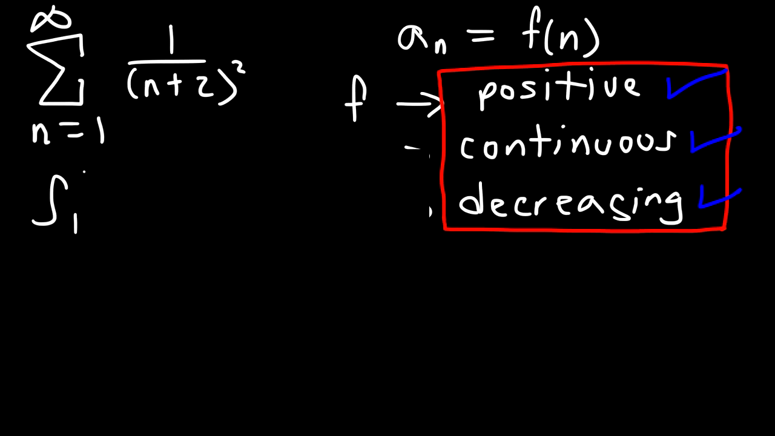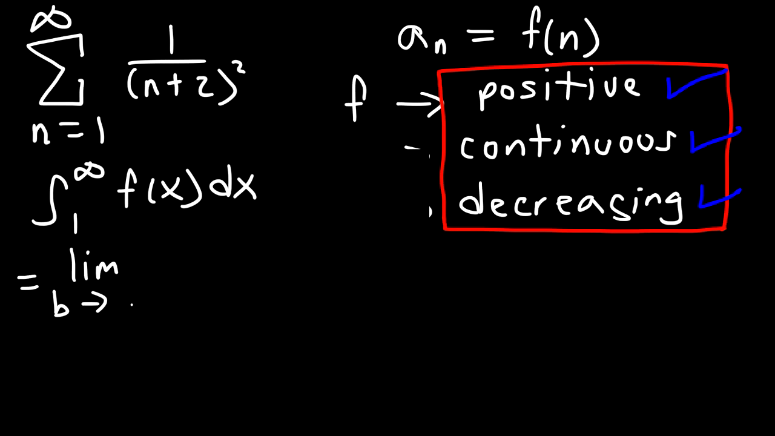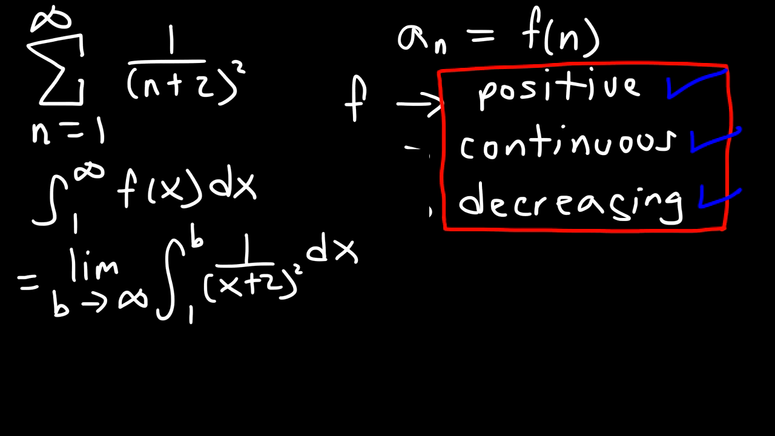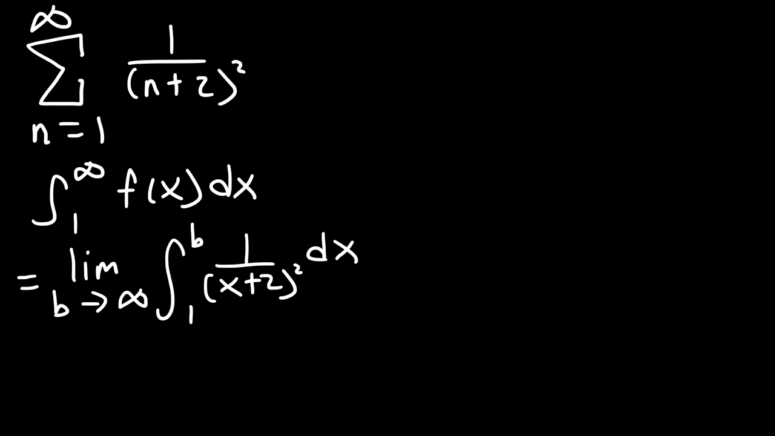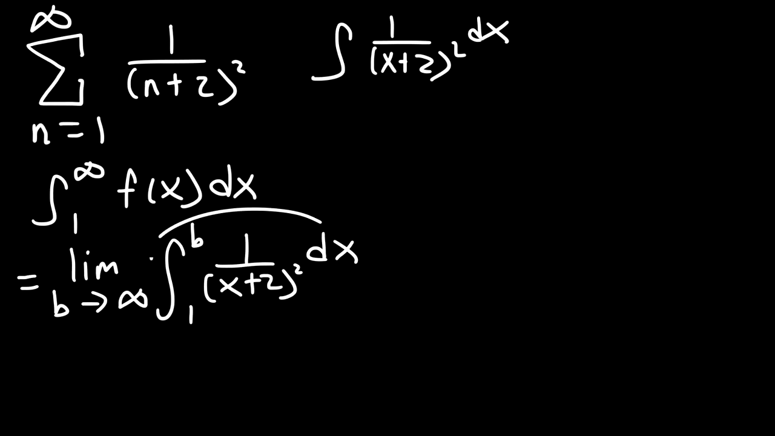So let's evaluate the integral from 1 to infinity of the function f of x dx. This is an improper integral, so we need to set it up this way. Let's use b: the limit as b approaches infinity of the integral from 1 to b of 1 over (x + 2) squared dx. At this point, I can get rid of this stuff. We don't need that anymore. Let's focus on this integral, and we can come back to this expression.